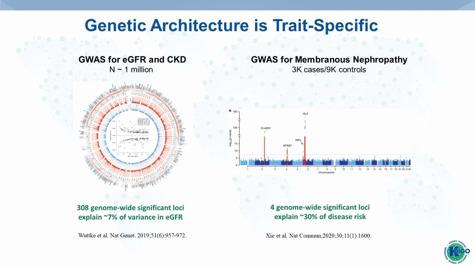In contrast, the phenotype definition of membranous nephropathy, which requires a kidney biopsy, is a primary form of glomerular disease that is obviously an autoimmune mediated disease.